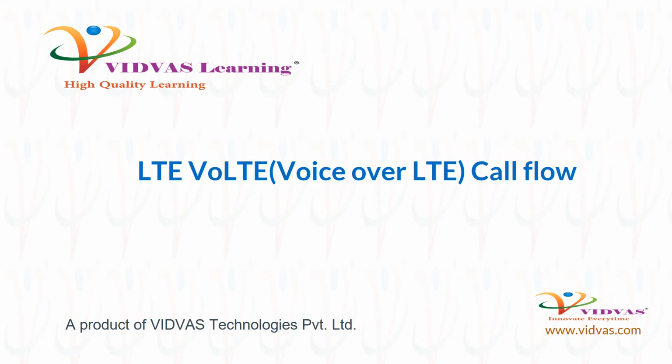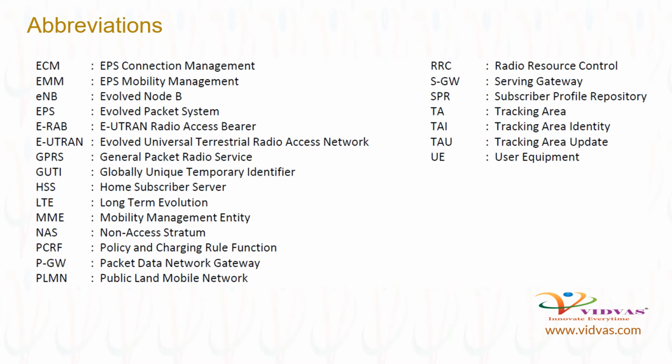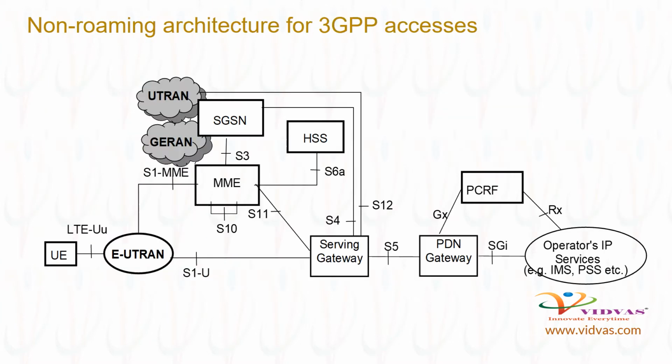In this session, we would go over Voice over LTE call flow. The following is the list of widely used abbreviations in LTE EPC. The diagram shows non-roaming architecture for 3GPP access. We assume that you have a fair understanding of LTE EPC architecture. If not, please go over Vidvas Learning LTE EPC overview video tutorial.